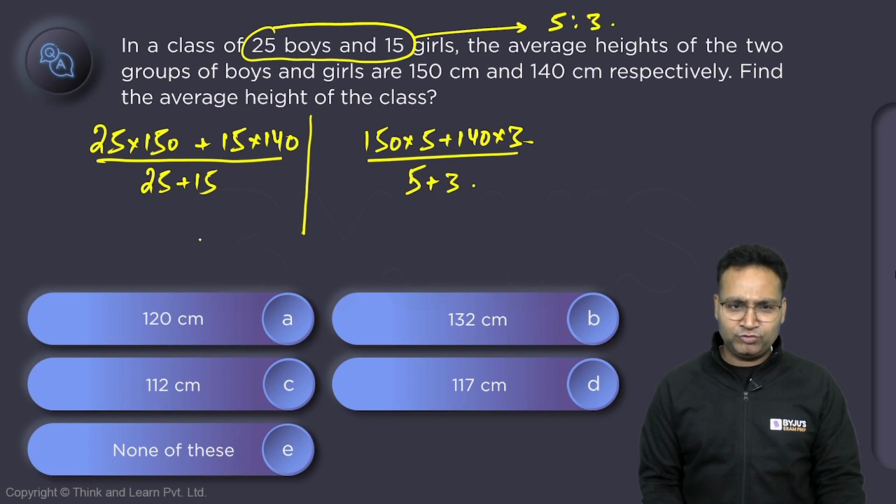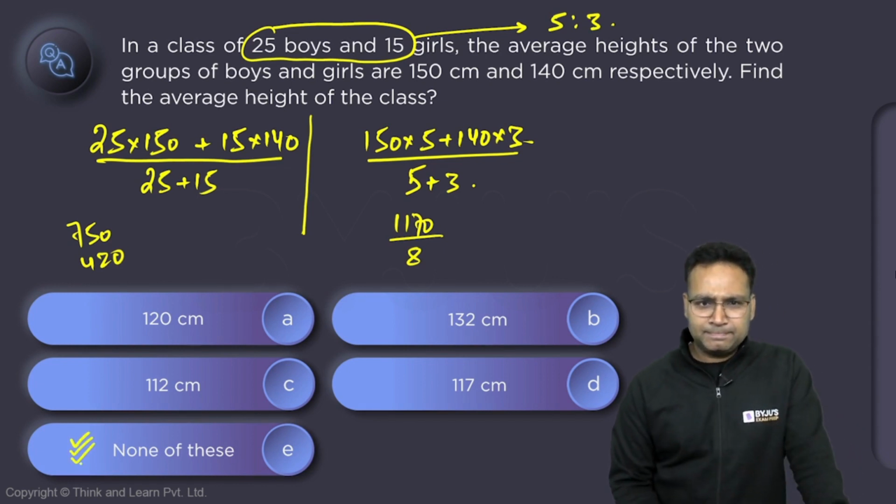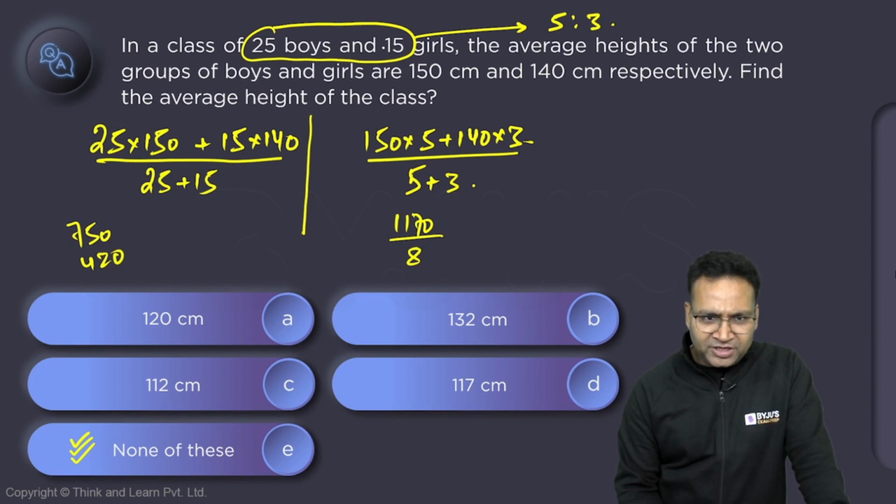750 and 420, it is 1170, 1170 upon 8. Yeah. So it seems the answer is none of these. 150 into 5 and 140 into 3, 750 and 420, yes, clear.